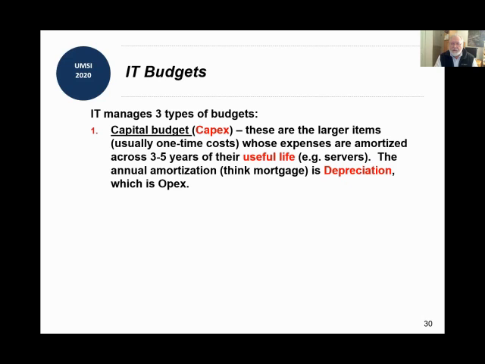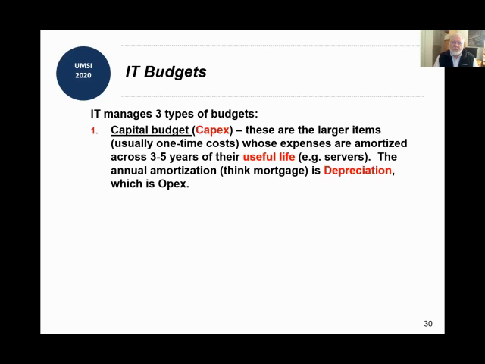So rather than paying for them all at once on the financial books of the organization, they may spread the cost out across when the capitalized item is used. So servers are a good example. And this is typical in terms of financial management of equipment in organizations, and certainly IT hardware is considered equipment. And then the annual amortization, so the payment you have to make on your books each year, is like a mortgage payment. It's a monthly payment, and that's known as depreciation.